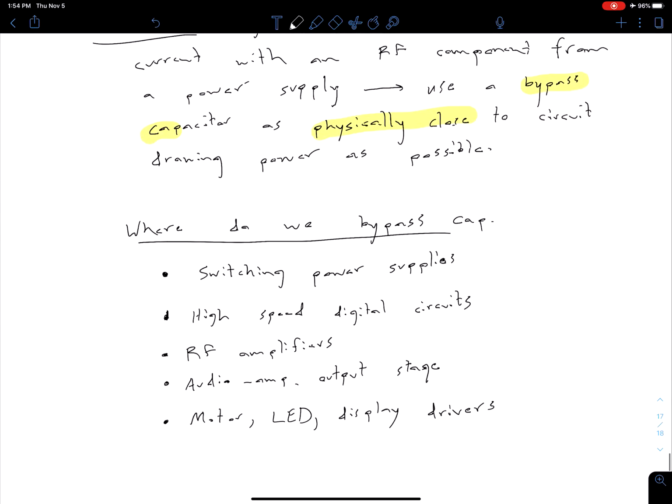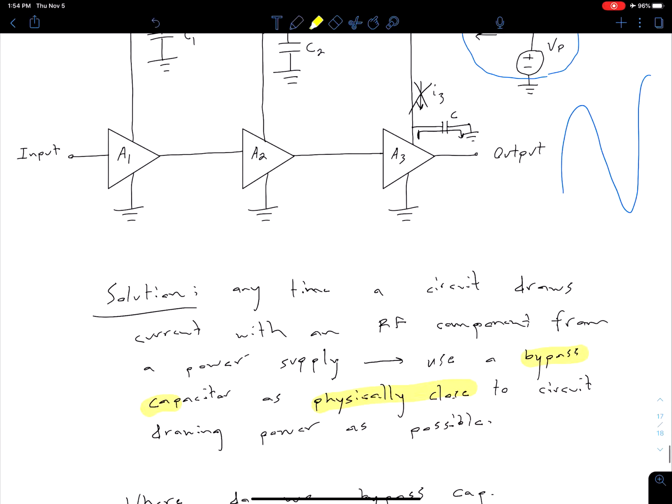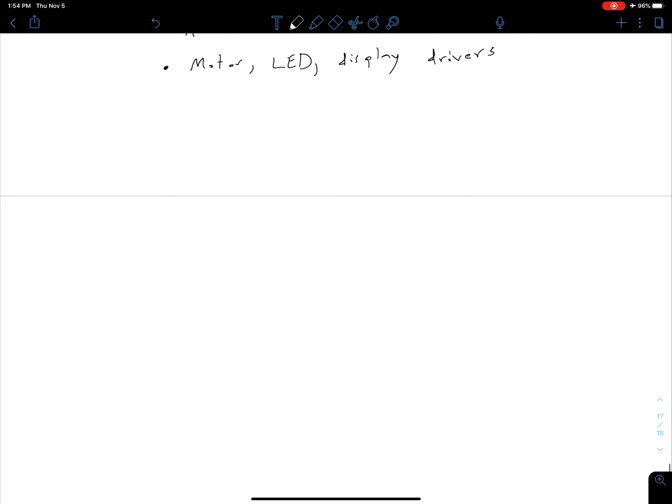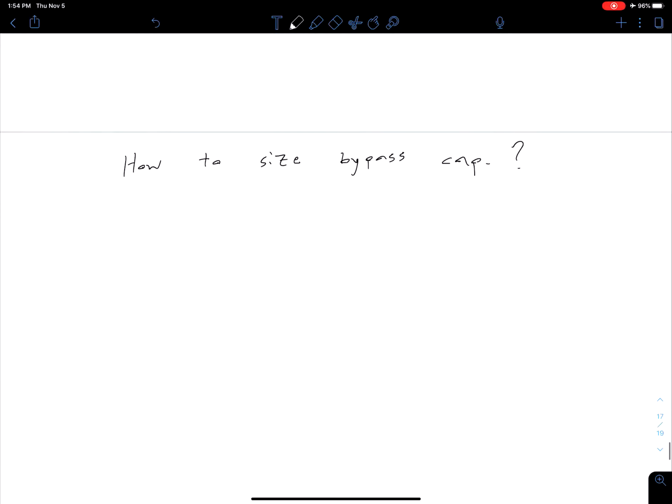So coming back to this idea of, well, we know that we want this bypass capacitor to be physically close, but how do we determine what size we need? So how to size our bypass capacitor? And so, as I alluded to earlier, it kind of depends on our application. And the reason it depends on our application is because, remember, our capacitor impedance is given by Z sub C is equal to 1 over j omega C. So with this, we can say it depends on the frequencies of the signals involved.